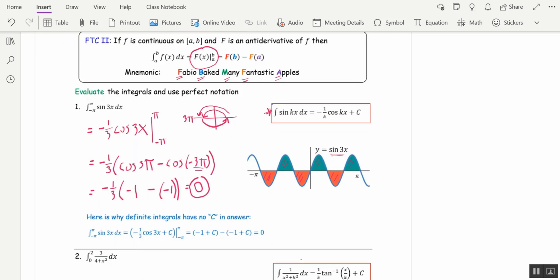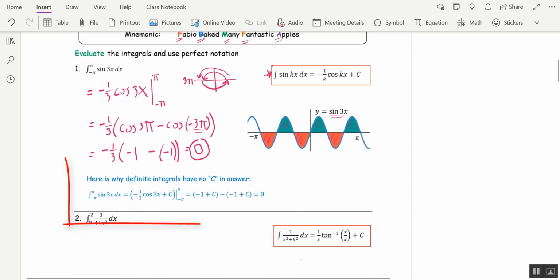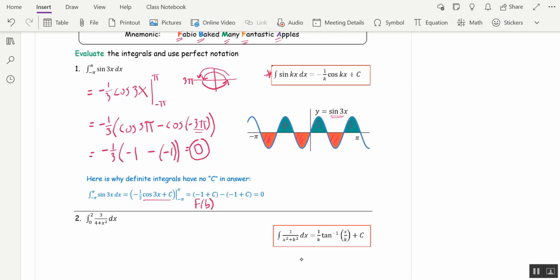The other thing I want to say is why there's no c in your answer. Suppose you were to add on a c when you found your antiderivative. Then what would happen is the c would be both in the f of b and in the f of a. And so every time the c will cancel with the other c, and you'll get 0 from the constant.